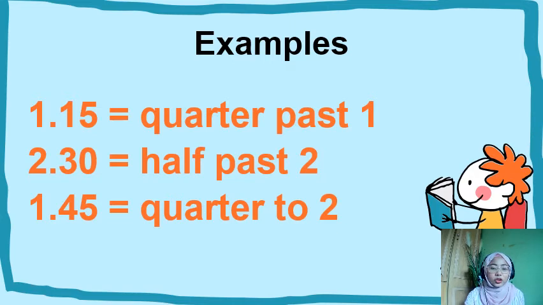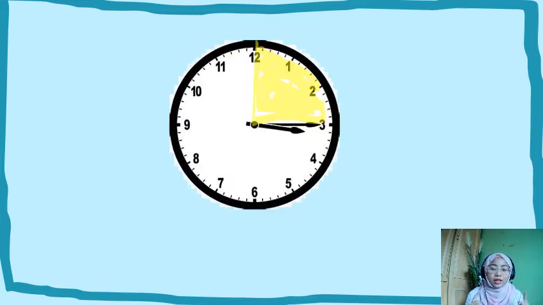Okay, so when it is 15 minutes past the hour, it is called quarter past 1. If it is 30 minutes past, let's say it is 2, it is called half past 2. If it is almost 2, around 15 minutes to 2 p.m. or 2 a.m., we call it 1:45 a.m. or p.m.